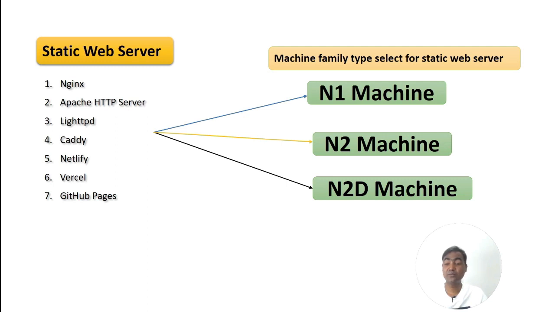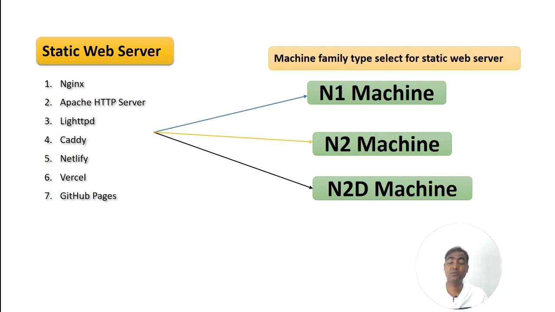This allows you to select the machine type that is right for your specific needs and budget. N1, N2 and N2D machines are all scalable. You can easily add or remove machines from your web server cluster to meet changing demand. N1, N2 and N2D machines are reliable and secure. They are backed by Google's global infrastructure and security expertise.